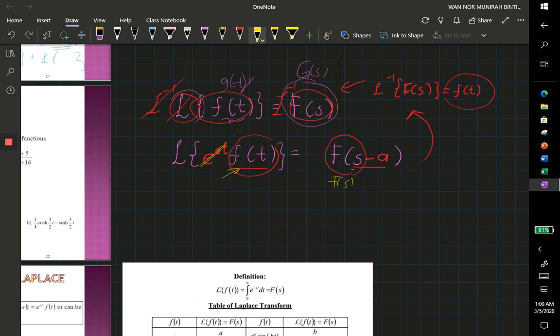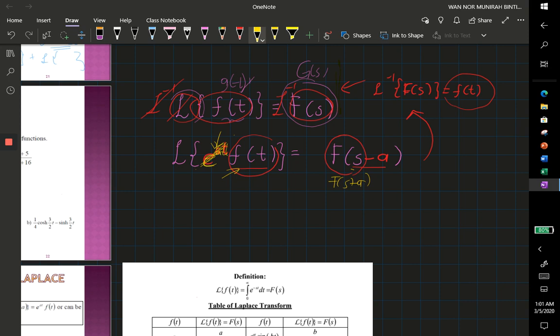But that is not your question. Your question includes e^(at). Only then you open back your e^(at) here. Then take your F(s) and replace s by s minus a. Whatever solution that you have in your F(s), whenever you find s, you must replace it by s minus a. The a comes from your e^(at). So that is the first shift property for the Laplace transform.